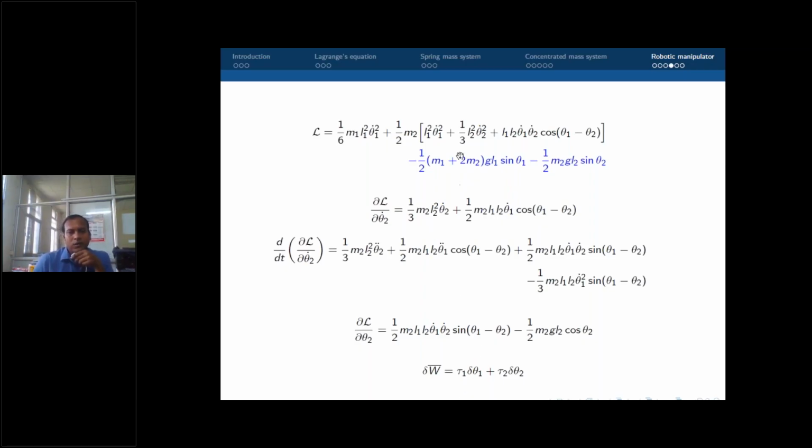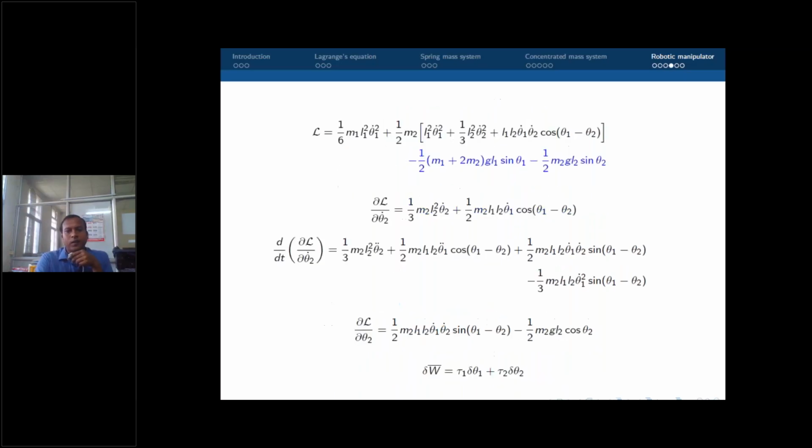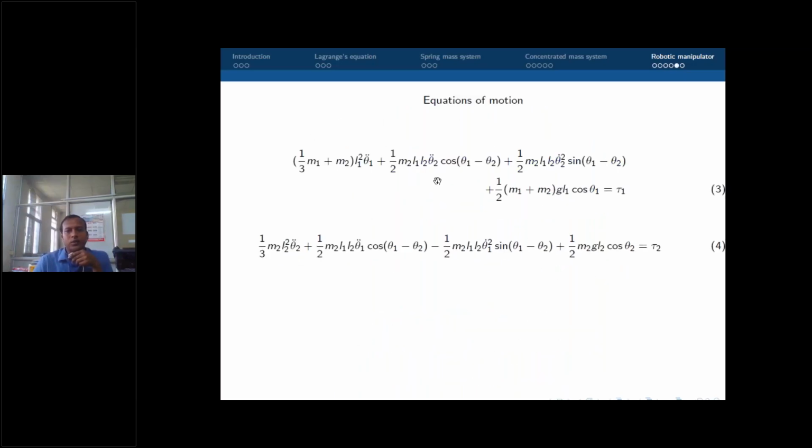Then at the bottom of this slide, you can see we have determined the virtual work related to the externally applied torques tau 1 and tau 2. Once we have all these quantities, we will substitute them into Lagrange's equation, which we mentioned at the top. In these Lagrange's equations, we substitute all these quantities, and then we have the equations of motion of the system.